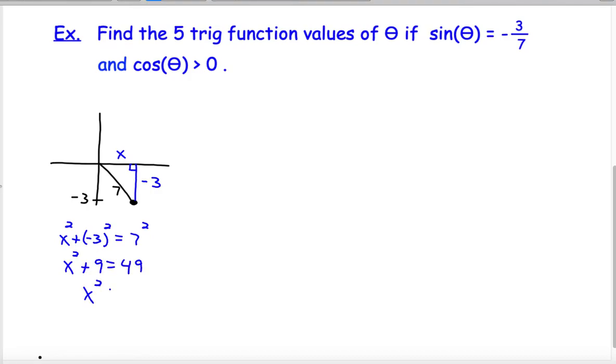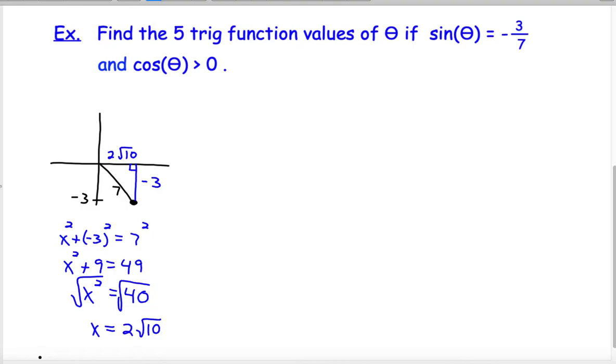x squared, if I subtract 9 from both sides, take the square root. Now I know the x is a positive value, so I'll take the positive root here. So x is going to equal the square root of 40, although that's 4 times 10, so I can rewrite that as 2 times the square root of 10. And so that's going to be the length for this side, 2 root 10. So now I have my right triangle.